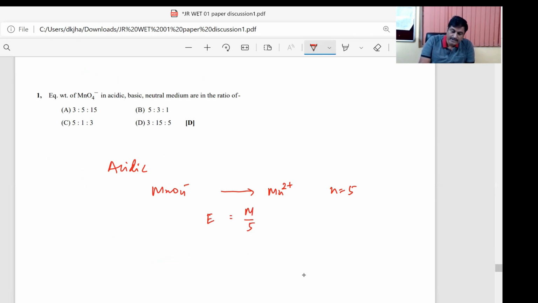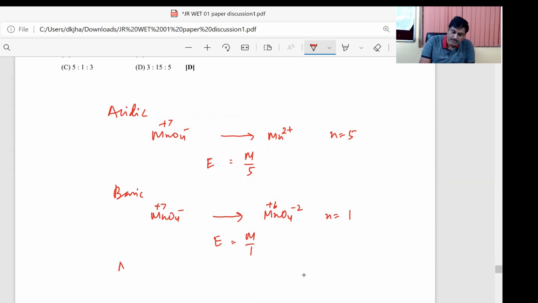Now in the basic medium, MnO4 minus is converted to MnO4 2 minus. So what is the change here? This one is plus 7, this one is plus 7, this one is plus 6 now. So the n factor, plus 7 to plus 6, is 1. Equivalent weight is equal to M by 1. Correct?